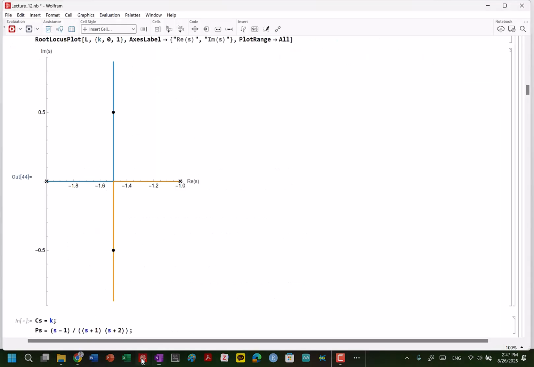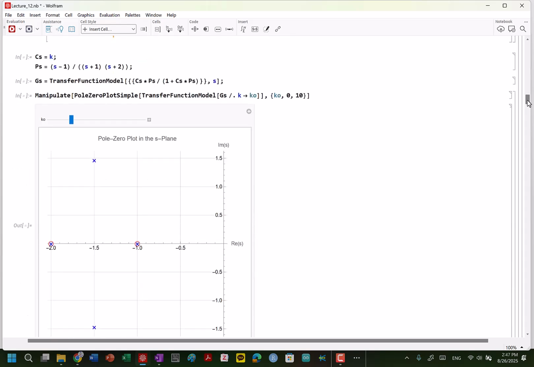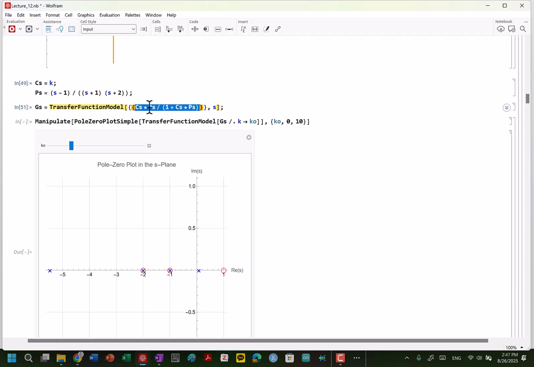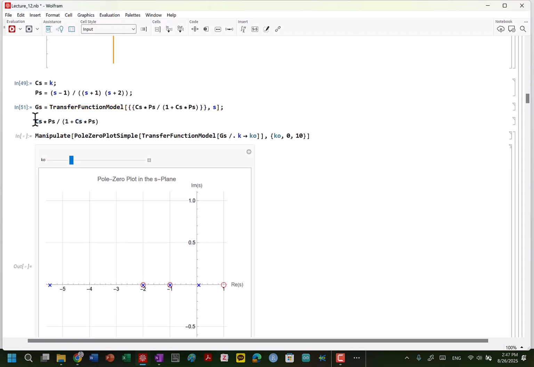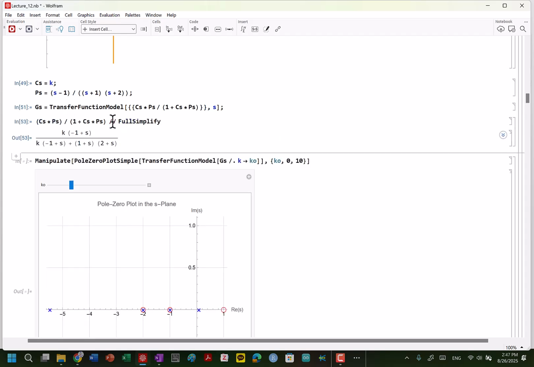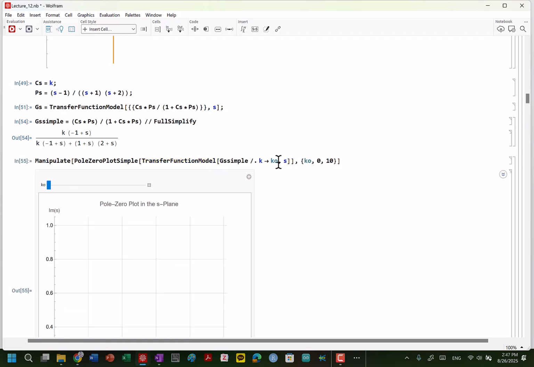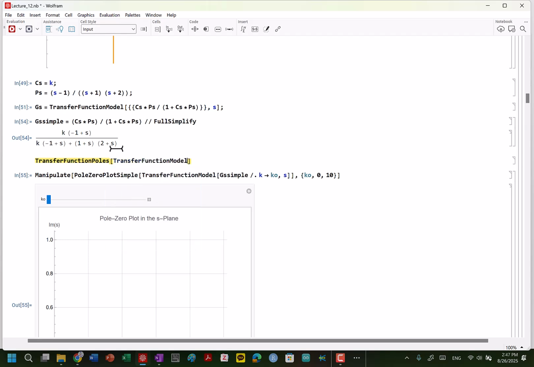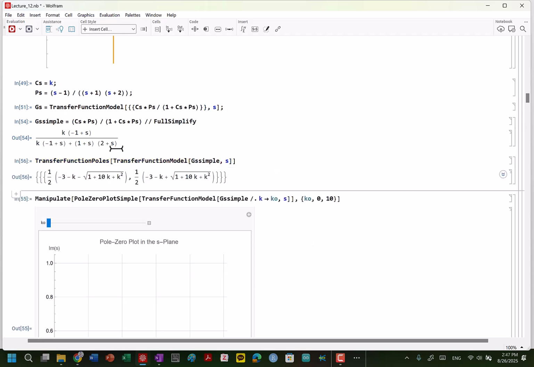So let's go ahead and break this one down. We have our C of S, our G of S. We want to simplify this again. I'm going to do full simplify. And I want to say my G of S simple is equal to a function of S. And let's see how this system is behaving here. And I want to look at the transfer function poles with the transfer function model of G simple of S.